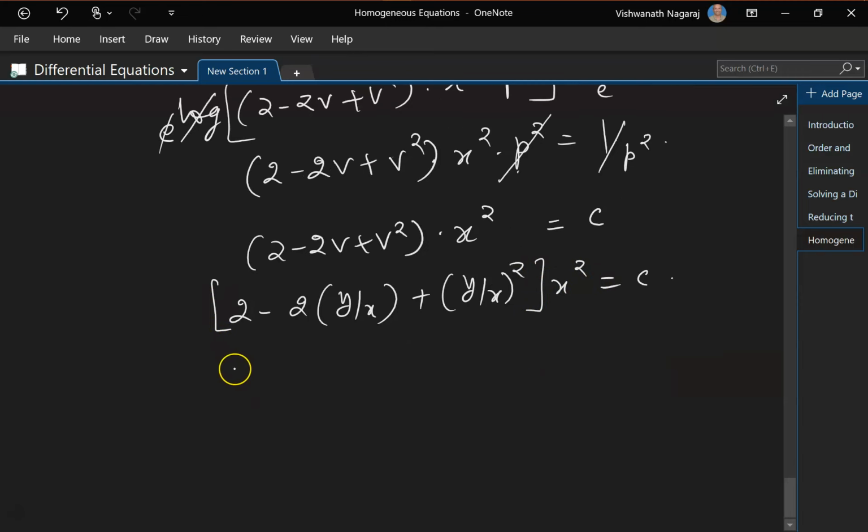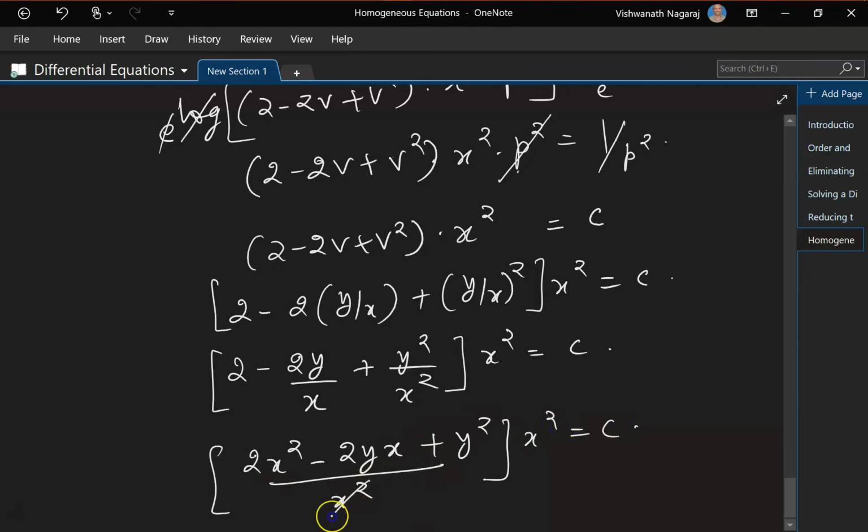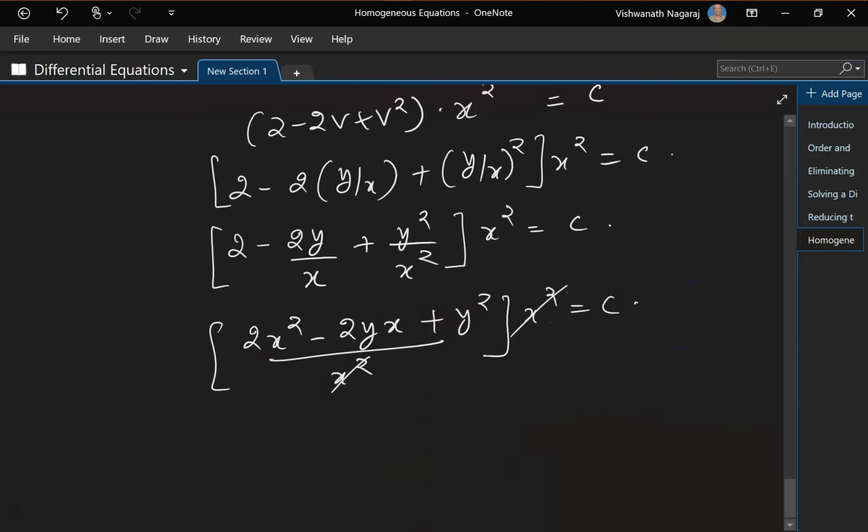Okay, so now 2 minus 2y by x plus y square by x square times x square equal to c. Now let's add it up. So 2x square minus 2yx plus y square by x square times x square equal to c. So x square gets cancelled and we are left with 2x square minus 2xy plus y square equal to c. So this is the general solution.